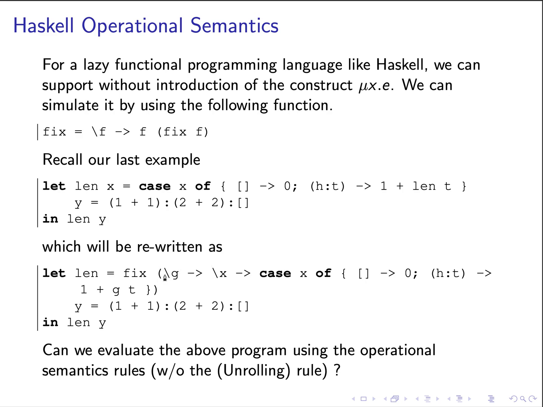So this g, you can think about, is actually the handler for the recursion, and this will be needed for applying to fix. So g is used here, and we replace the recursive definition of length by g here. So now this entire expression can be evaluated using the operational semantics without the unrolling rule.